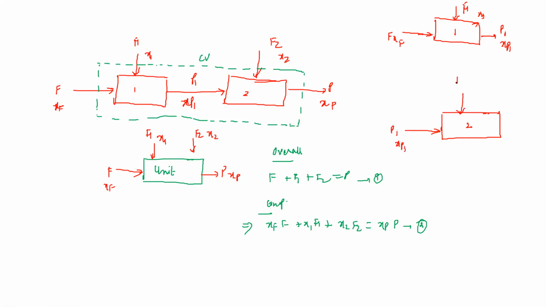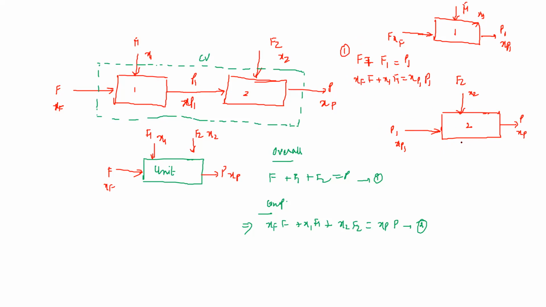F2 is as well coming in, and P is going out. So we are going to form material balance equations for unit number 1. F plus F1 is equal to P1. That is for the overall material balance. And the component balance equation is XF into F plus X1 into F1 is equal to XP1 into P1. Right? This is my component balance equation.